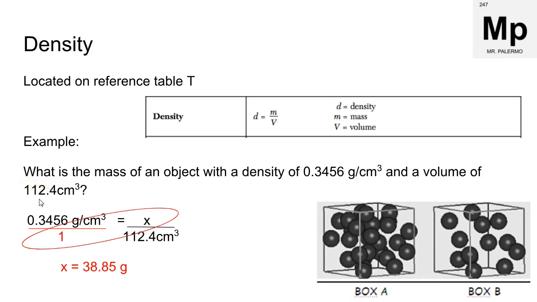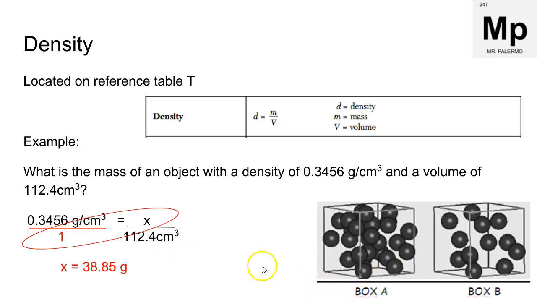So you plug in your values. Density is on the left. We're solving for M, our mass, and here's our volume. Set it over 1, cross multiply, and you're going to get 38.85 grams. Always do a check. Plug it back in, and then divide and see if you get this density.